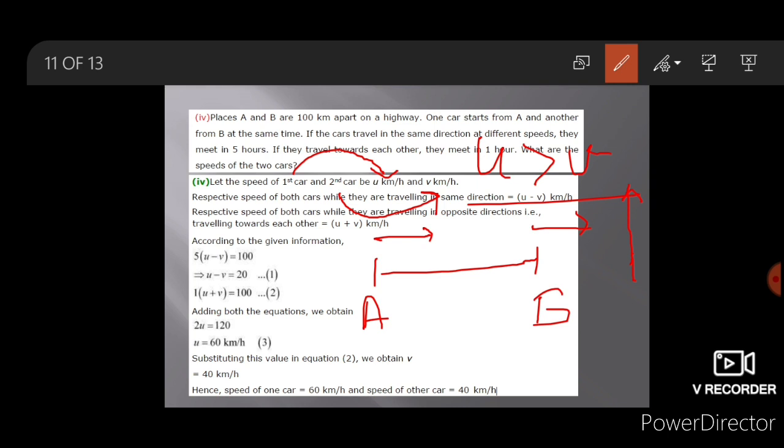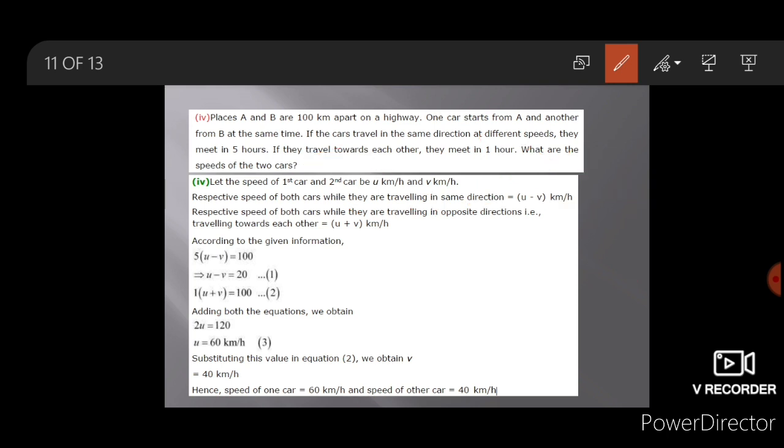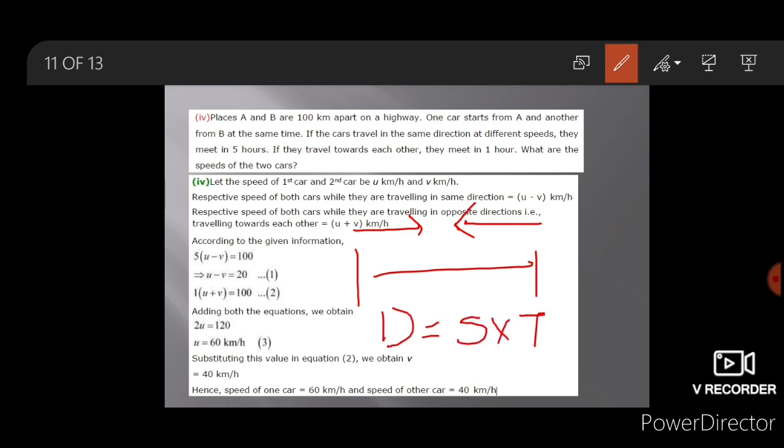Now if the cars are moving in the same direction, then their relative speed will be subtracted. I am using the word relative speed. If they are moving in reverse, opposite directions, the relative speed is going to be added. If A is moving in this direction and B is moving in this direction, then our relative speed is going to be added. First point. Second point, distance is equal to speed into time.